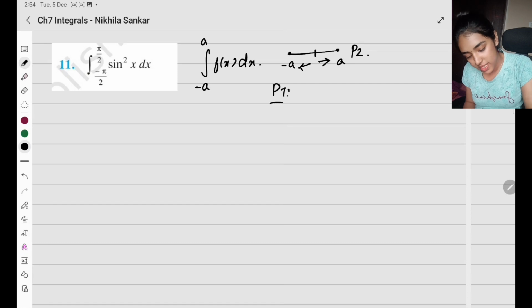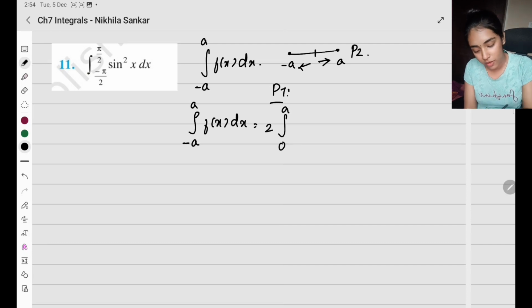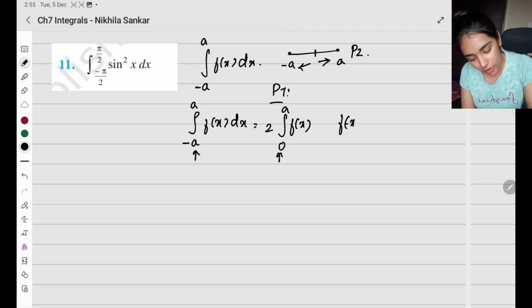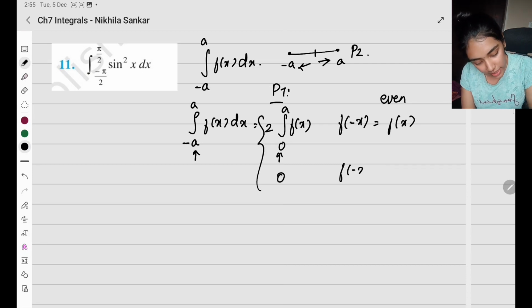Now what does property number 7 say? You know that the integral from minus a to a of f of x dx equals 2 times the integral from 0 to a of f of x dx. Instead of the negative a, it becomes 2 times 0 to a of f of x. But on what condition? If f of minus x equals f of x, which is an even function. And 0, if f of minus x is going to be minus f of x.